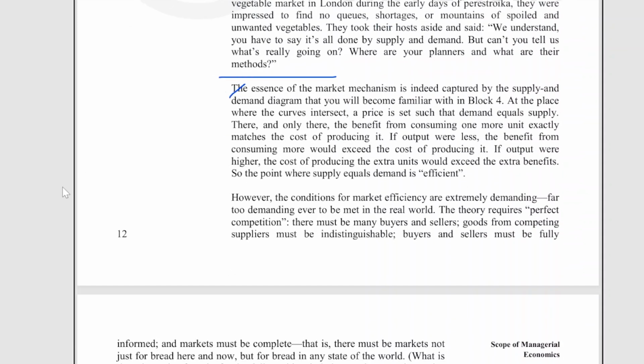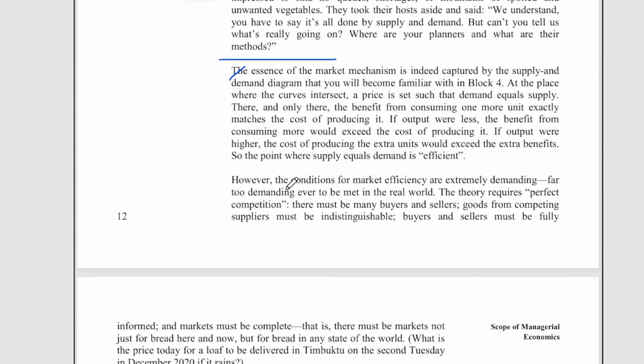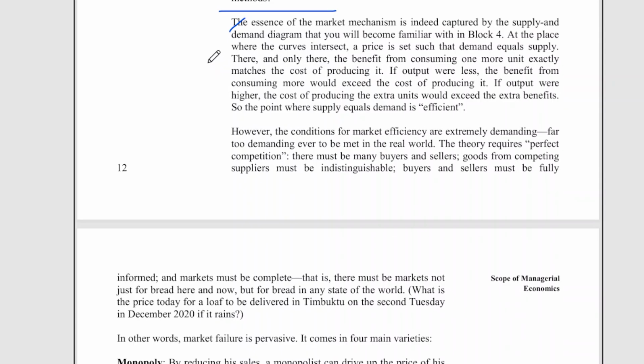And the essence of the market mechanism is indeed captured by the supply and demand diagram that you will become familiar with in block 4, at the place where the curves intersect. A price is set such that demand equals supply there and only there, where the benefit from consuming one more unit exactly matches the cost of producing it. If output were less, the benefit from consuming more would exceed the cost of producing it. And if output were higher, the cost of producing the extra unit would exceed the extra benefit. So the point where supply equals demand is efficient.